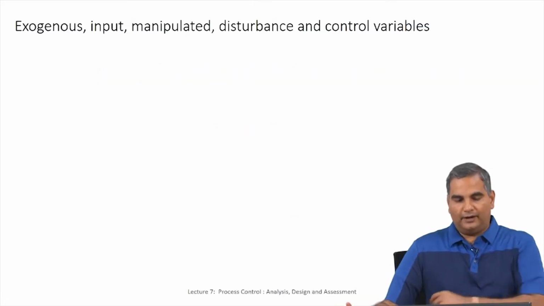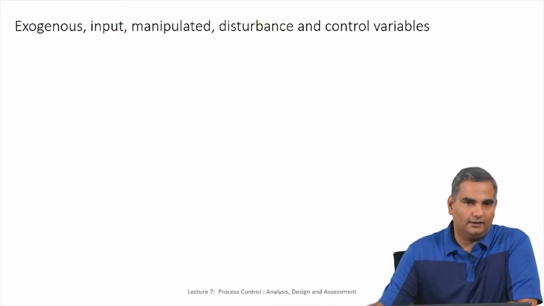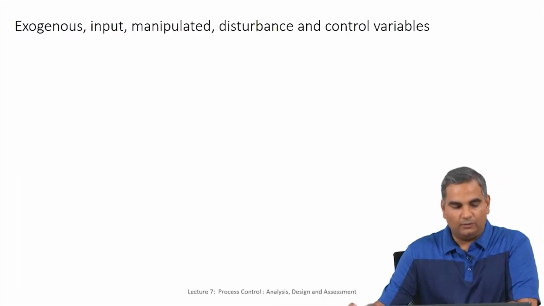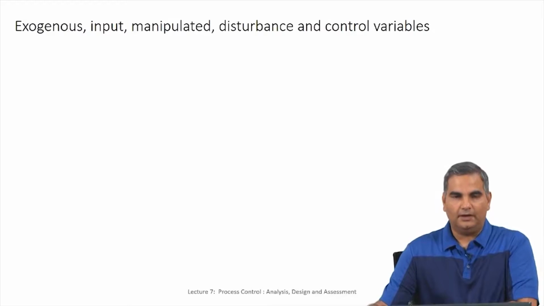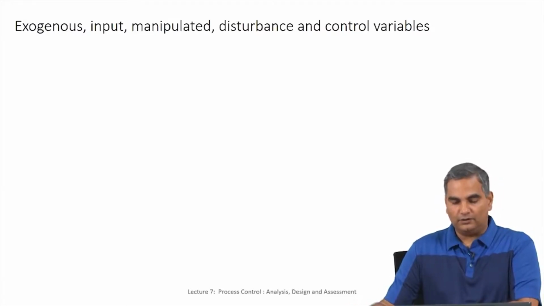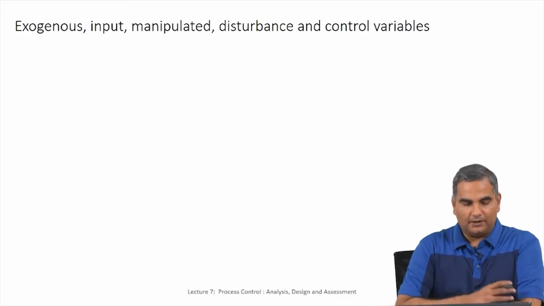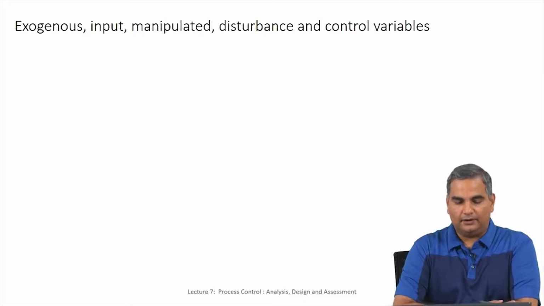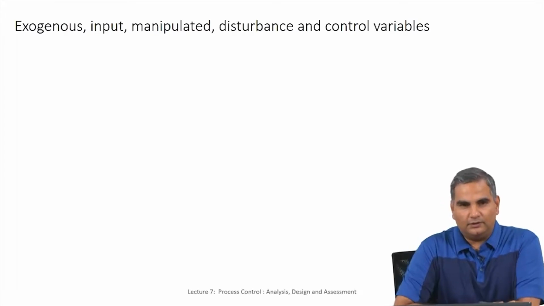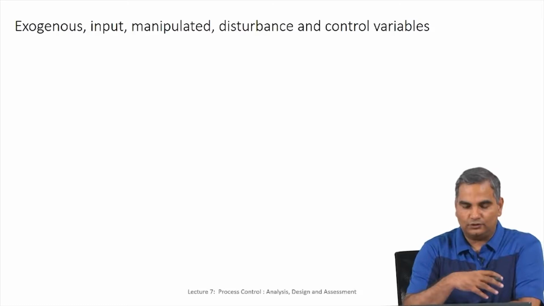But before I do that, there are certain terms that we keep seeing again and again in control, and I want to explain what these mean and give you an idea of how we use these terms in control. So, the terms that we keep coming across are exogenous variable, input variable, manipulated variable, disturbance variable, and a control variable.